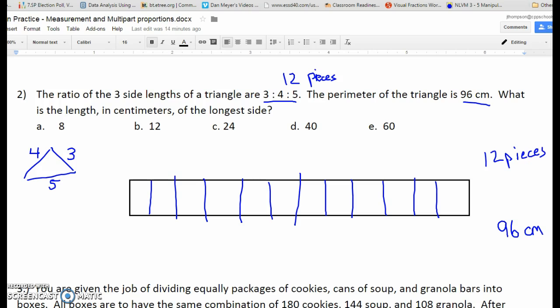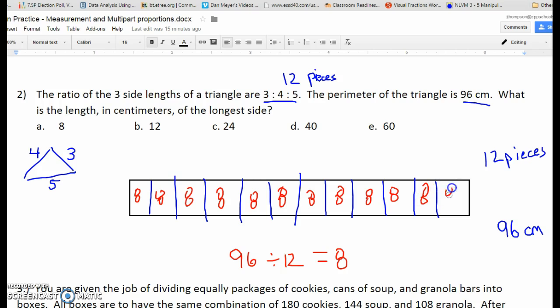So now I can take this 96 centimeters and break it into 12 equal pieces. I'll just take 96 and divide it into 12 equal pieces. That means every piece is worth 8 centimeters. That's important because I can use that with my 3-piece to 4-piece to 5-piece ratio to know how long each side is, because I've got all the information I need.